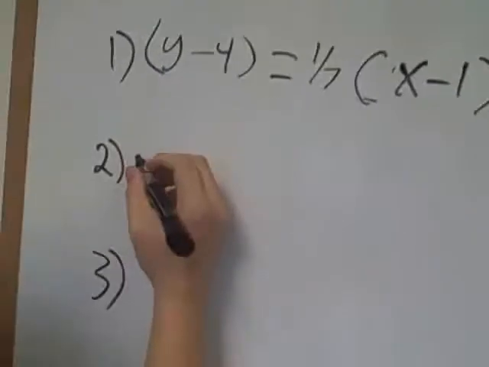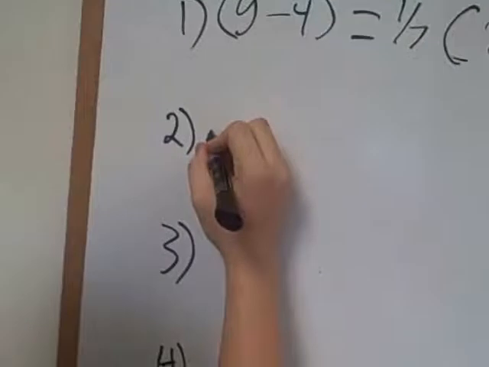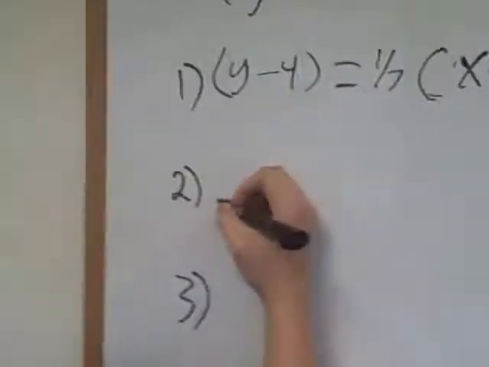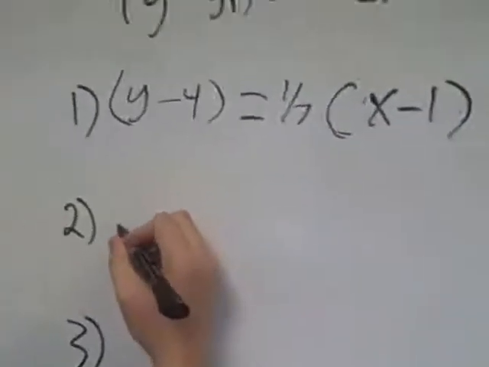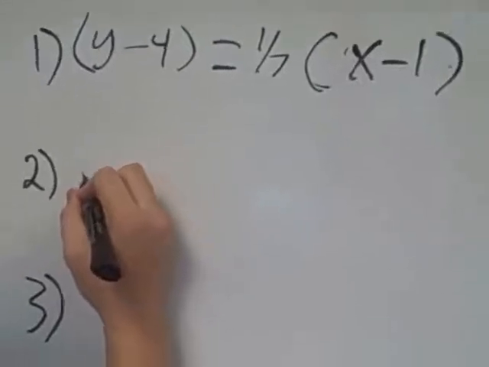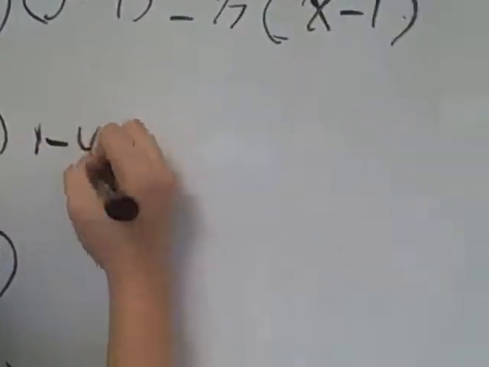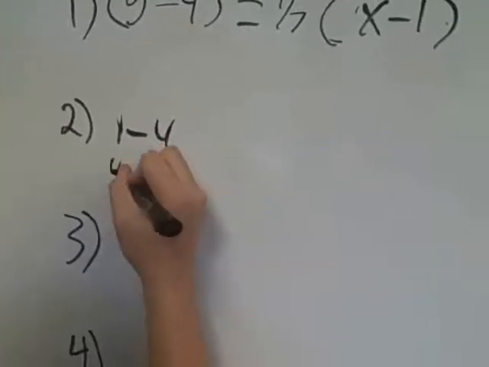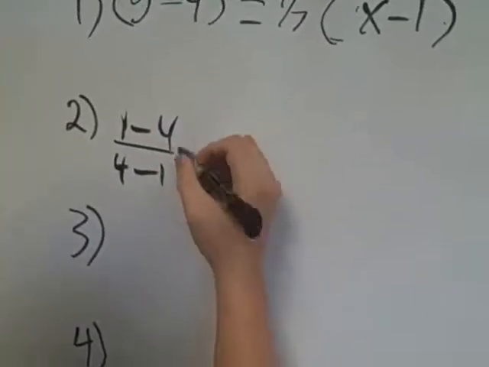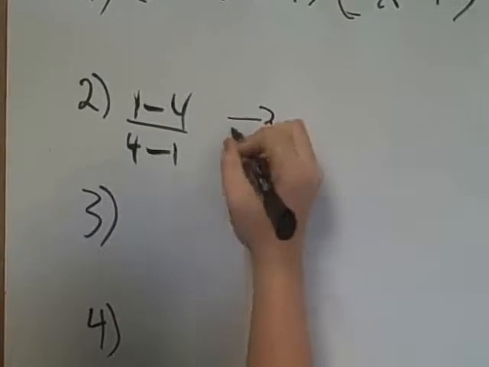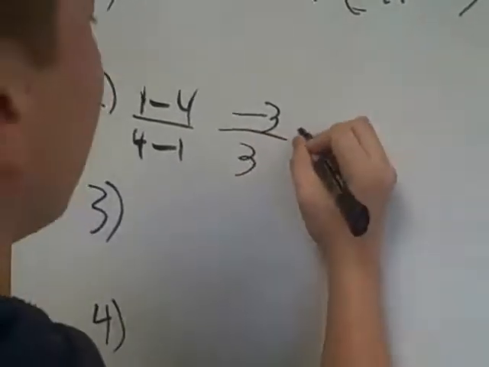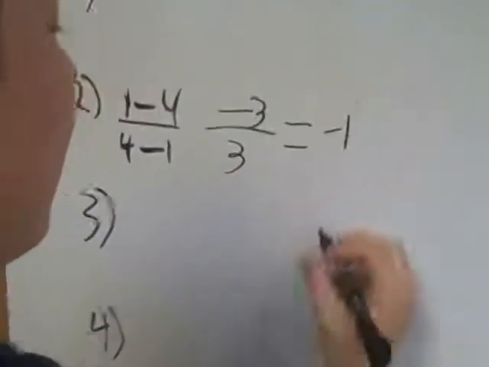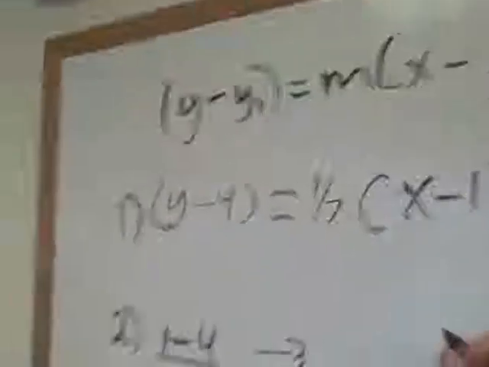Now we're doing it with number 2, but before you do number 2 you have to find the slope. Which would be y2 minus y1, so that would be 1 minus 4, and then x2 minus x1, which is 4 minus 1. That should equal negative 3 over 3, which would equal negative 1. Alright, that's good. Now, let's erase that.